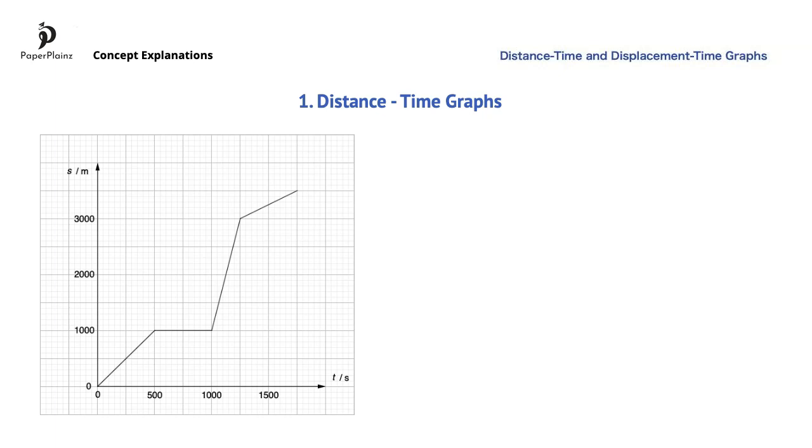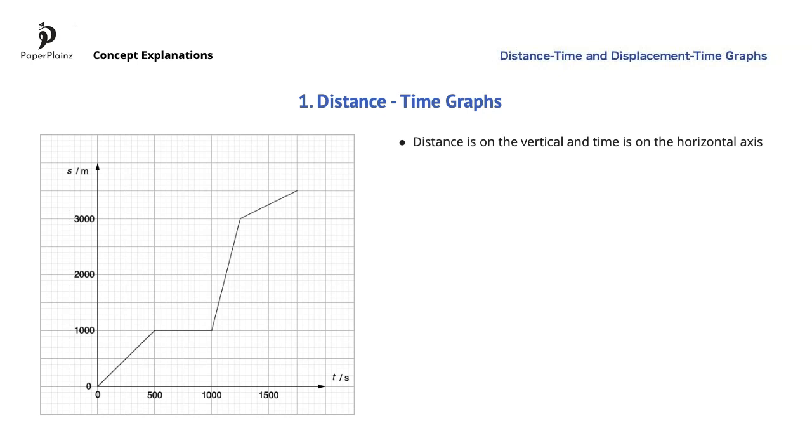Here is an example of such a graph. On these graphs, distance is on the vertical and time is on the horizontal axis. The letter symbol for distance is S, and the letter symbol for time is T. Here, distance is given in meters and time is given in seconds.